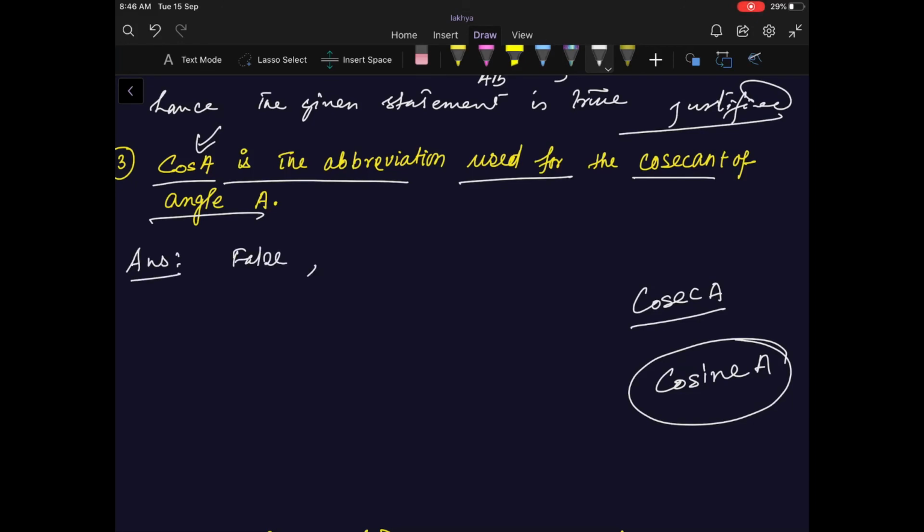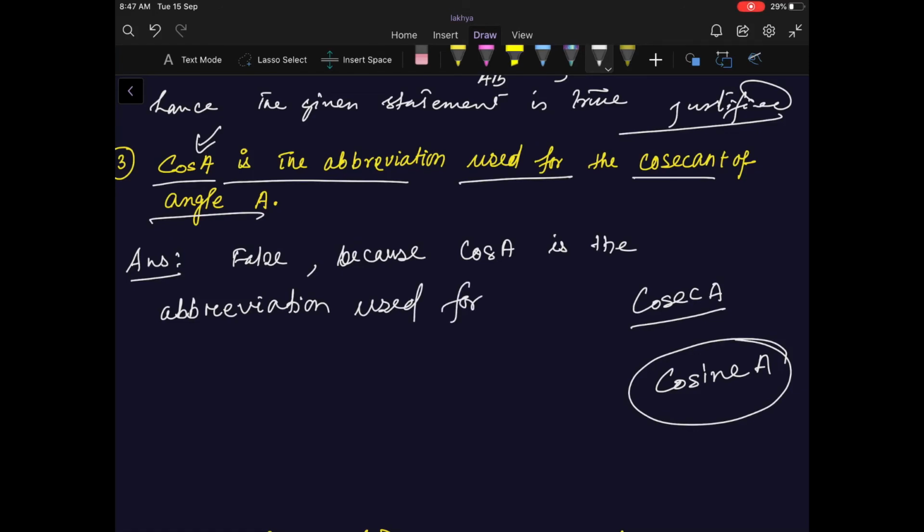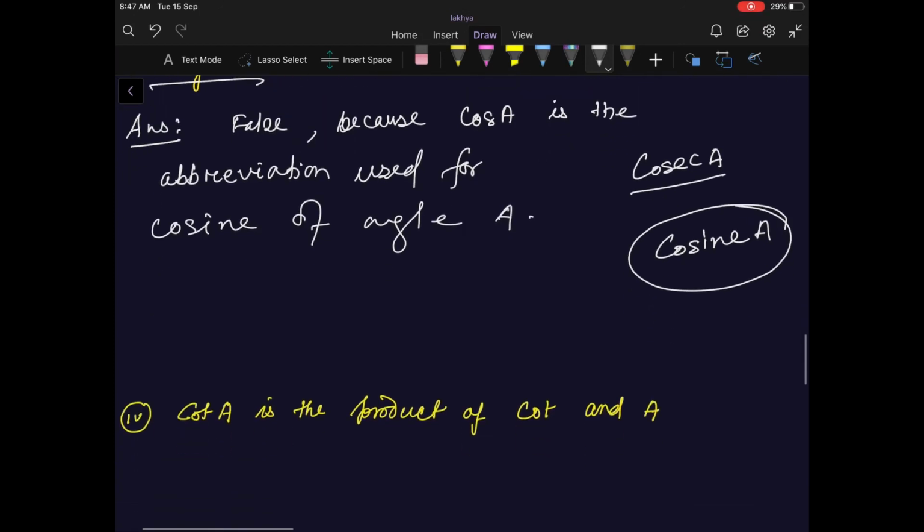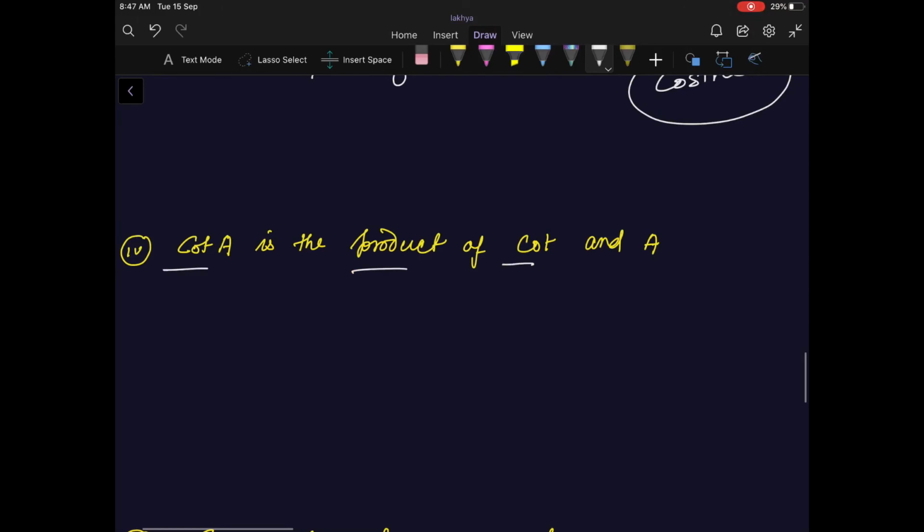It is false because cos A is the abbreviation used for cosine of angle A. Next one, cot A is the product of cot and A. This is also false.